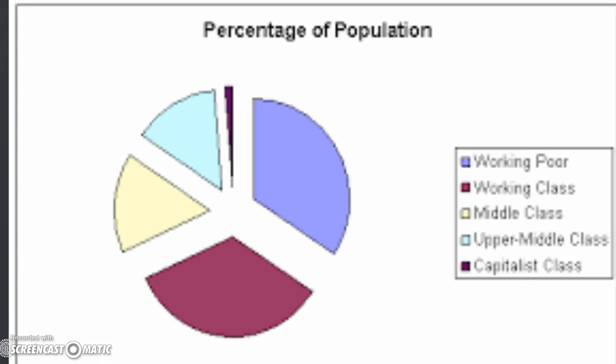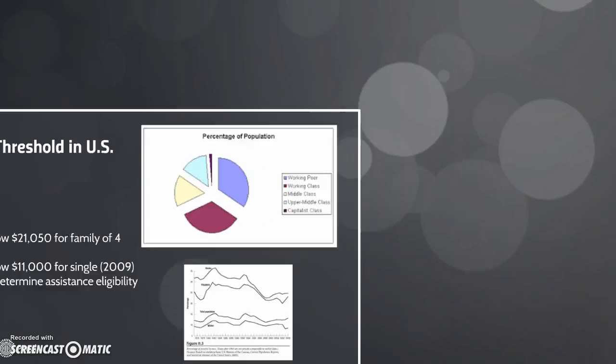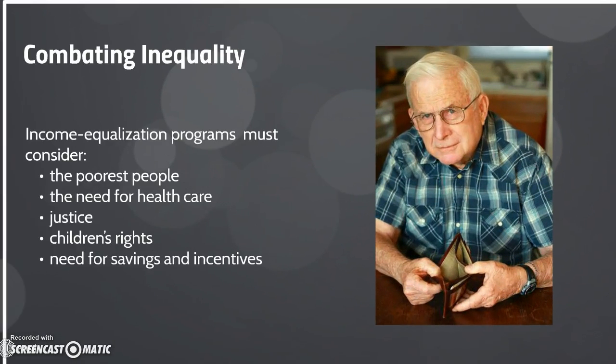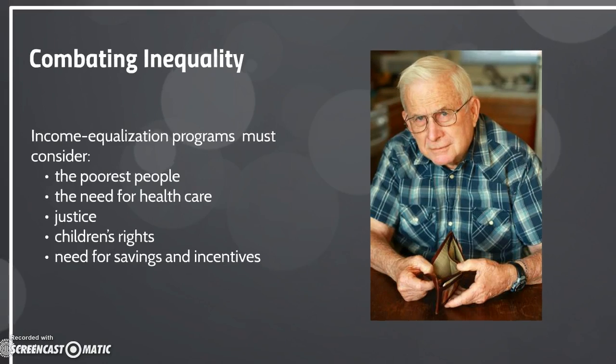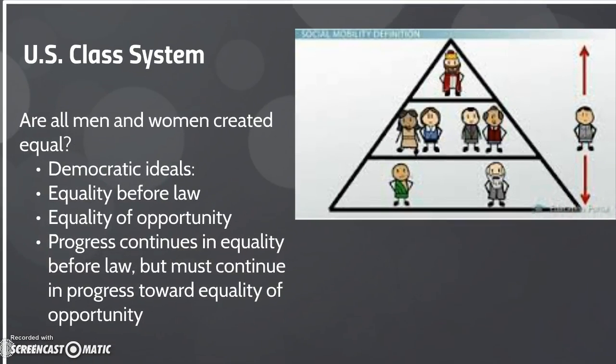The working poor and the working class make up the majority of our society. The upper middle class and the middle class are a smaller portion, and a very tiny portion, the 1%, is the capitalist class. Income equalization programs must consider the poorest people, the need for health care, justice, children's rights, the need for savings and incentives. There's even age inequality. Older people often have fewer opportunities at a certain point.